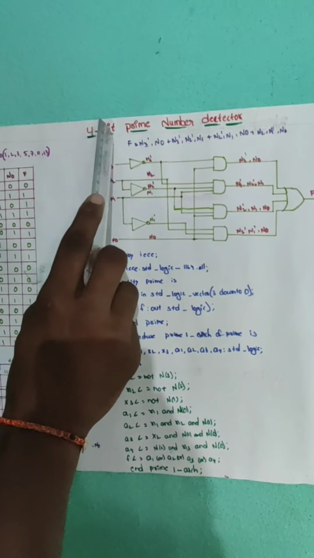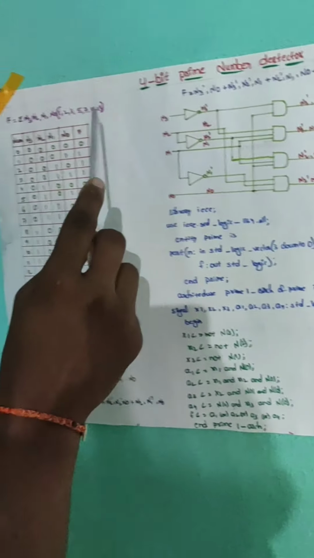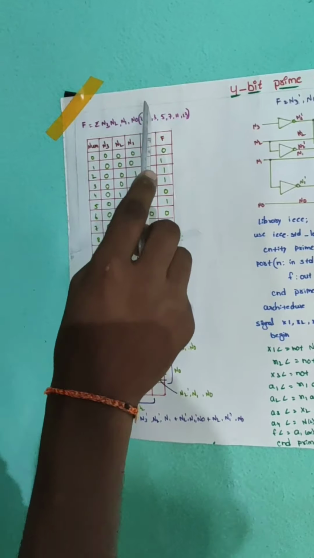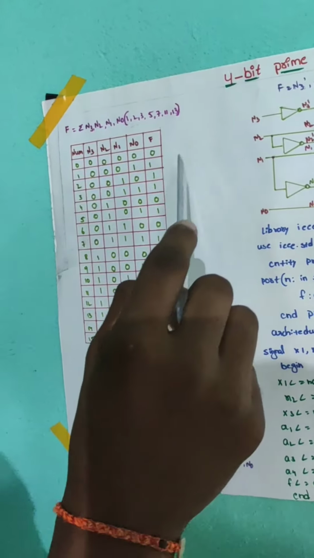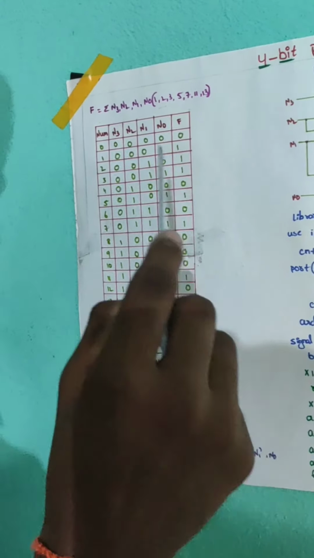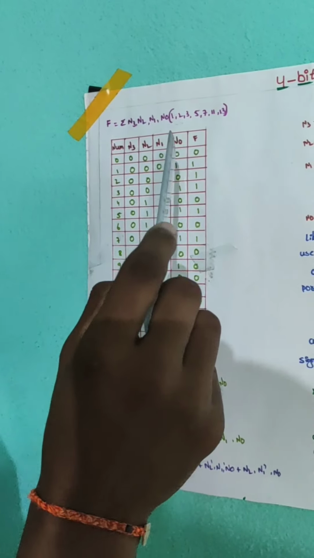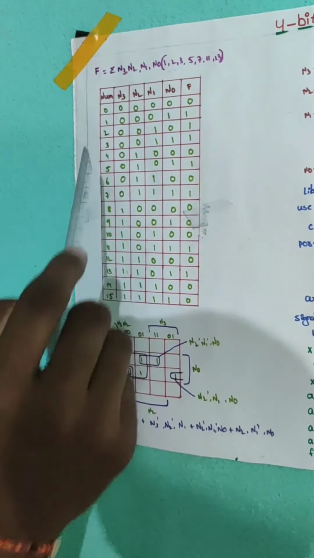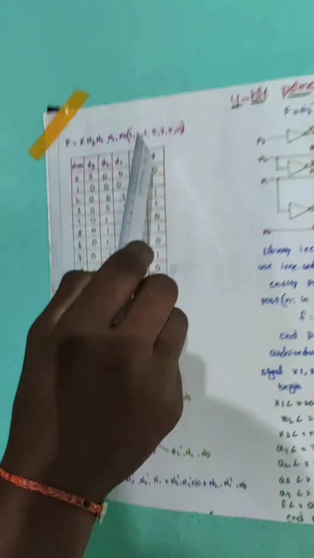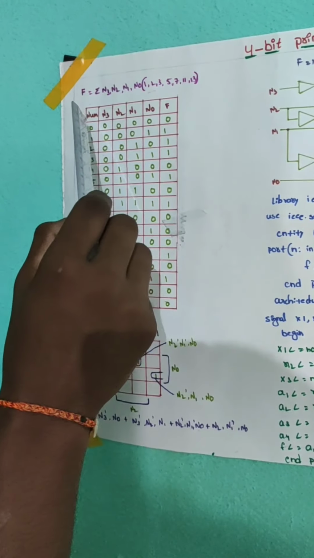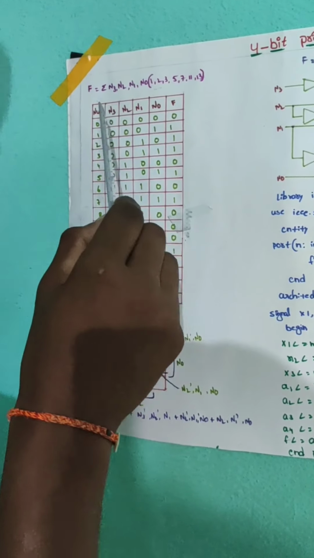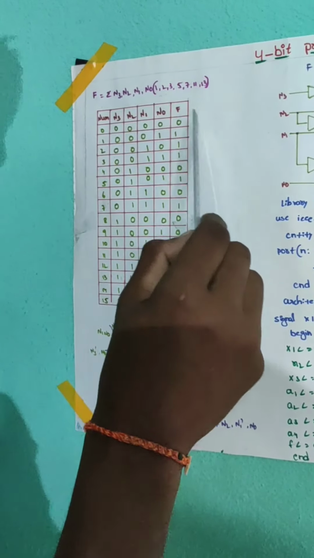The second one is the 4-bit prime number detector. Here the inputs are taken as 4 bits N3, N2, N1, N0. The output has 2 power n combinations, that is 2 power 4, which equals 16 combinations. We get 0 to 15. Here the prime numbers between 0 and 15 are 1, 2, 3, 5, 7, 11, 13. Here the output indicates whether a number is prime. If it is a prime number, the output is taken as high. If the number is not a prime number, we take the output as low.